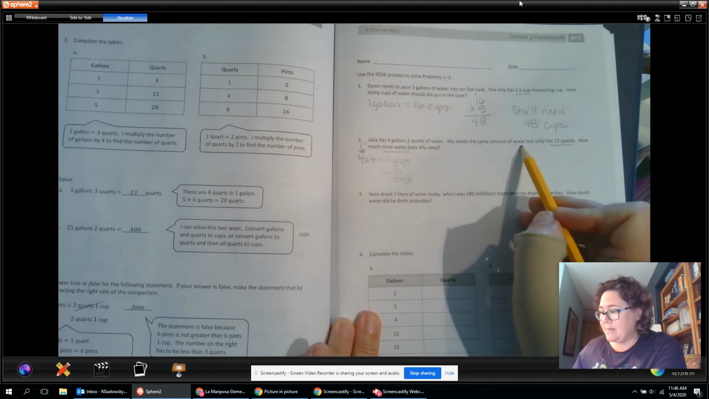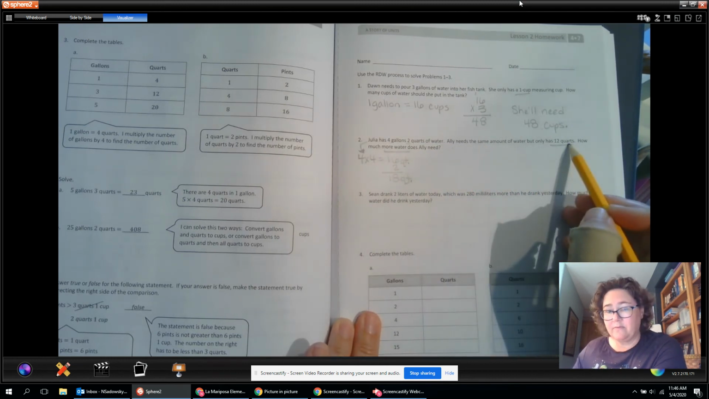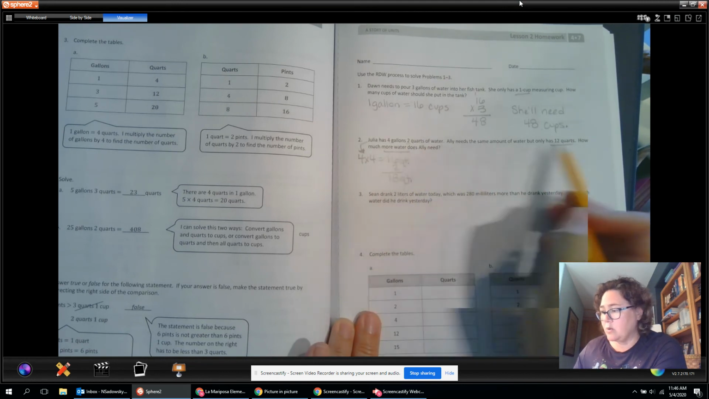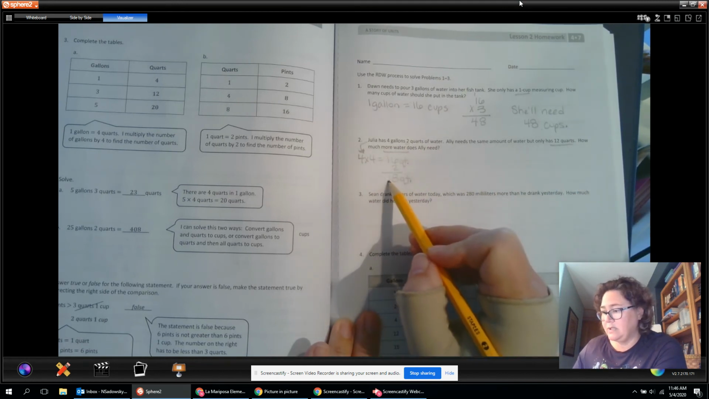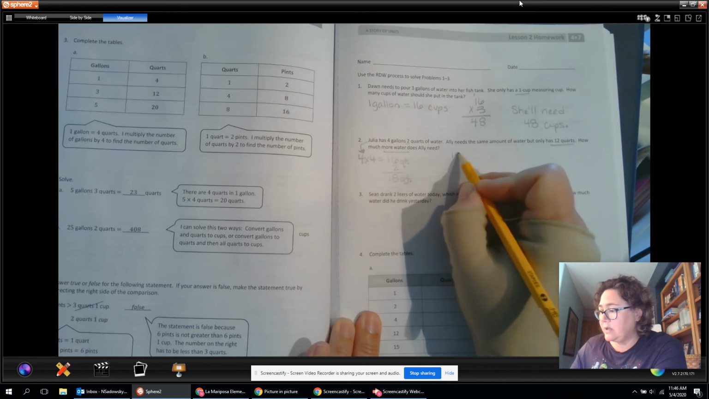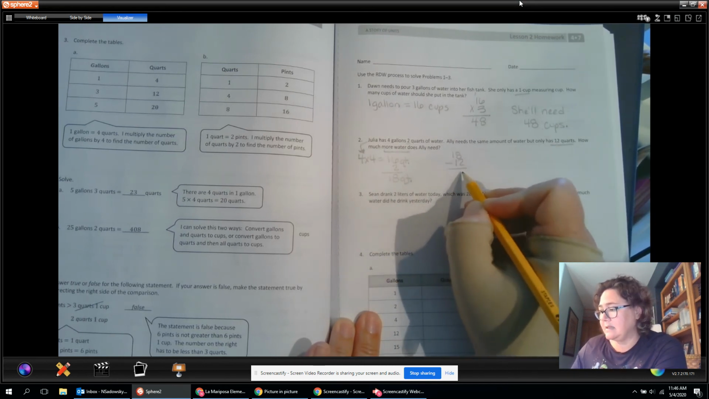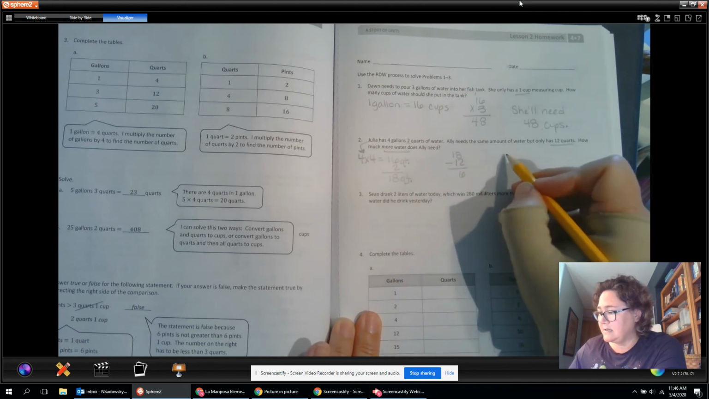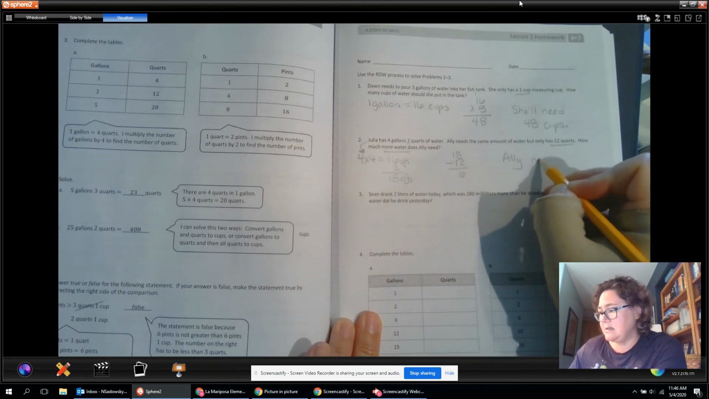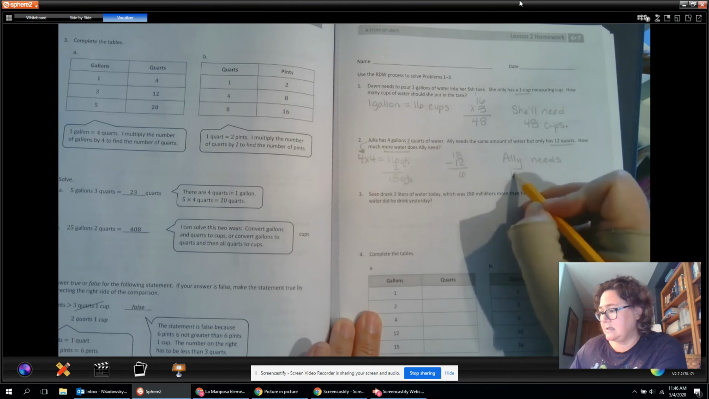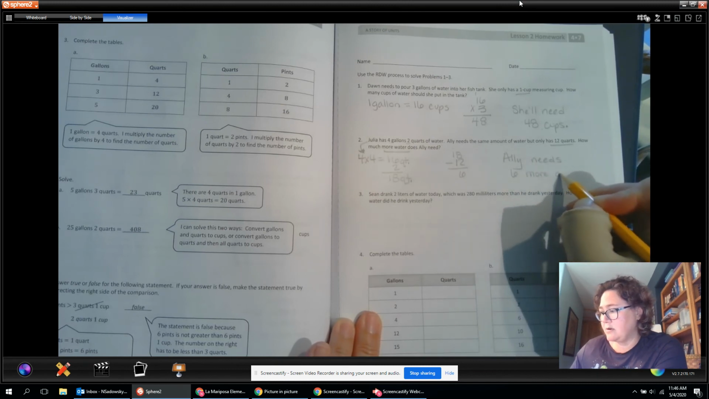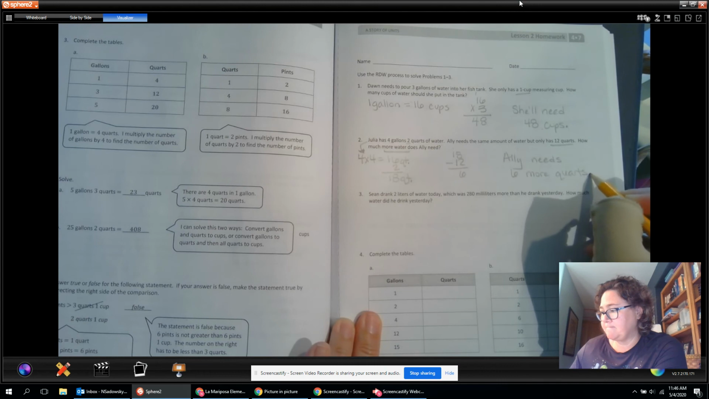Allie needs to have the same amount, but she's at 12. So how much more will Allie need? Well, Julia has 18, and we need to find out how much more she needs, so we take Julia's minus Allie's. 18 minus 12 is 6. So Allie needs 6 more quarts.